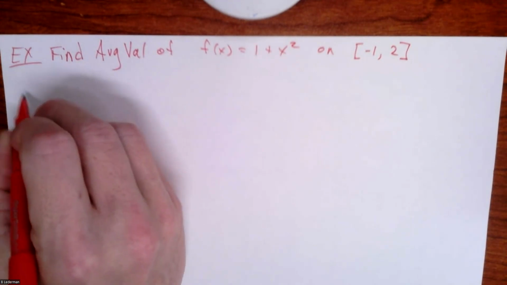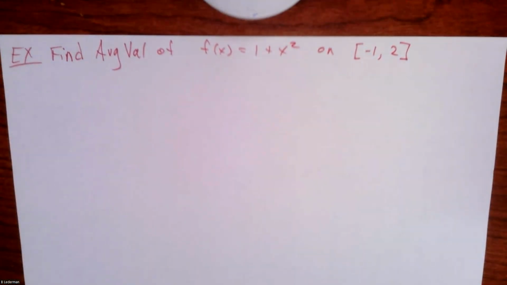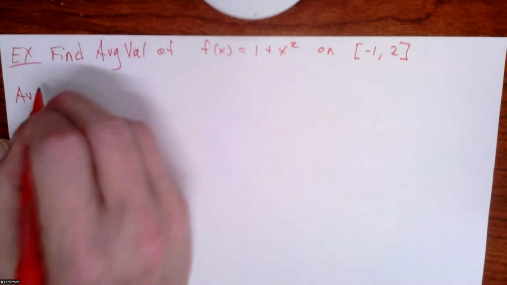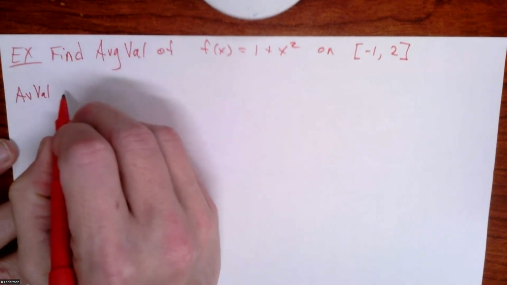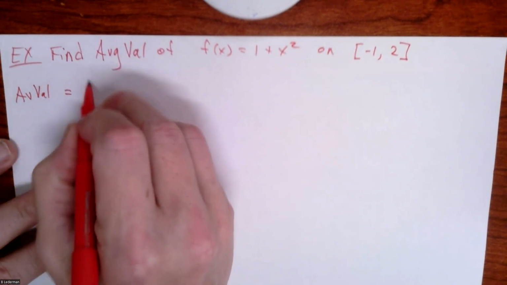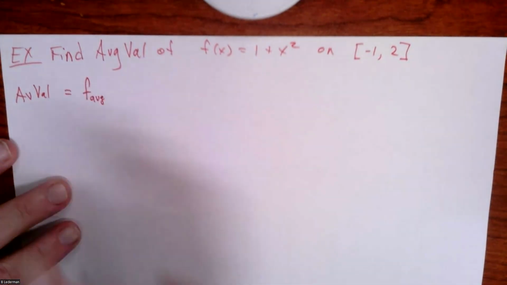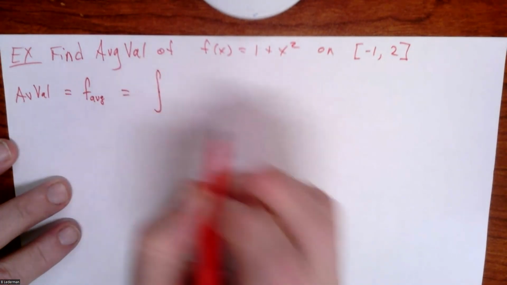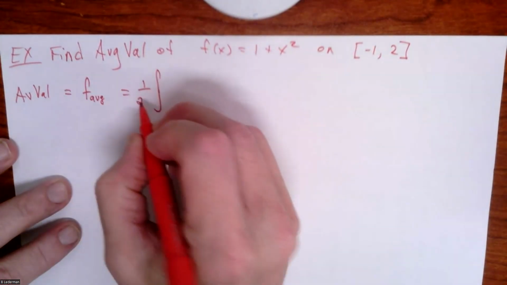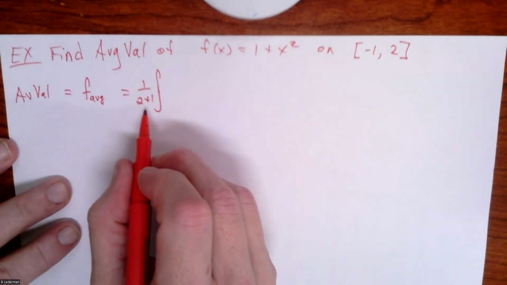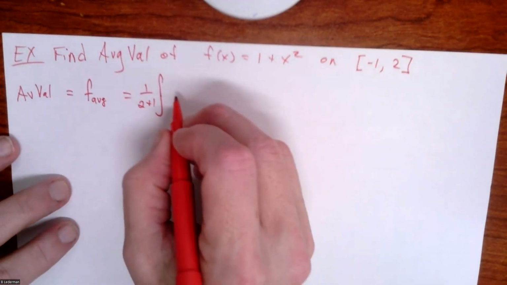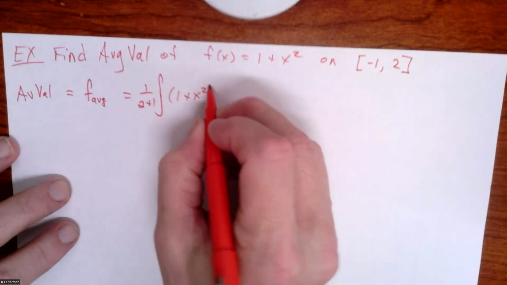So the formula is that the average value is going to be, some people, by the way, write an F and then write average down here, which means the average value of the function f. But either way, it is equal to 1 over 2 plus 1. Why is that a plus 1? Because it's minus -1, over the integral of 1 plus x squared dx.